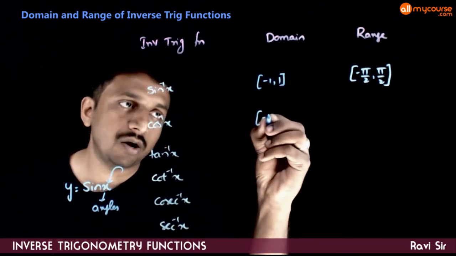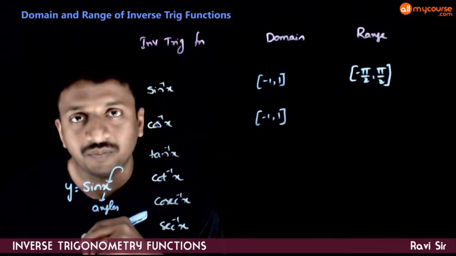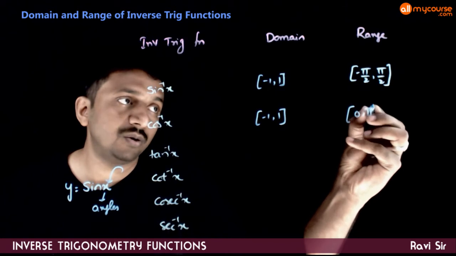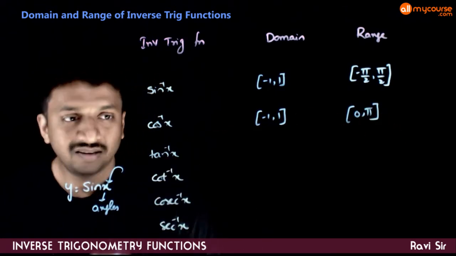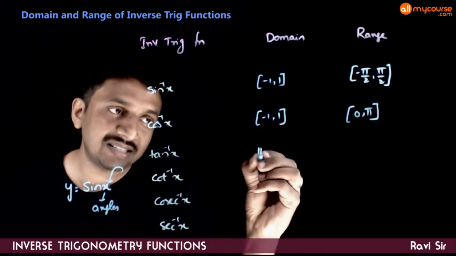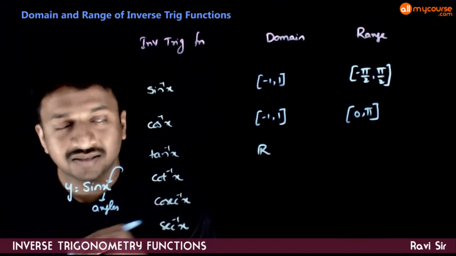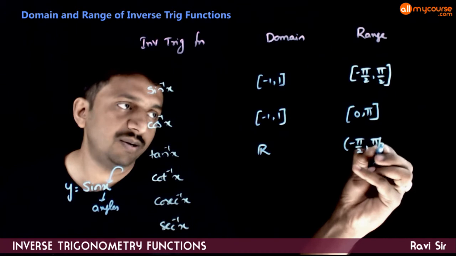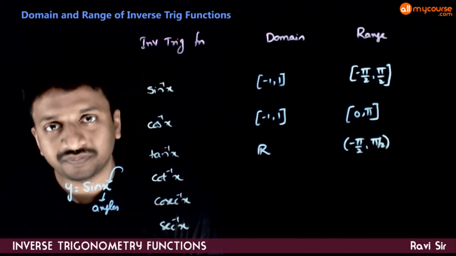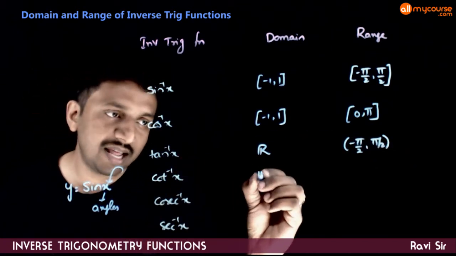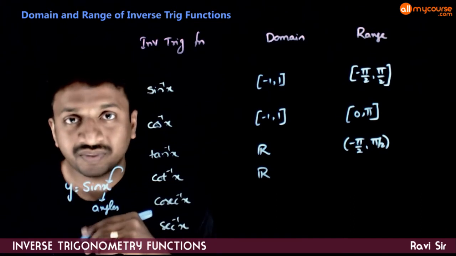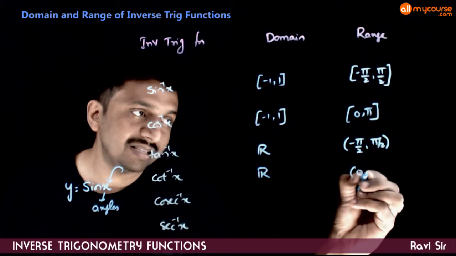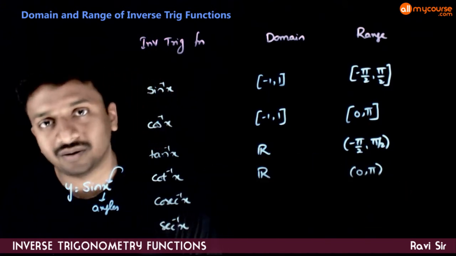Similarly, cos inverse x also takes in numbers between minus 1 and plus 1 and gives out angles between 0 to pi. Tan inverse x takes any number in the real numbers and gives out values from open minus pi by 2 to pi by 2. Cot inverse x takes in any real number and gives out angles between open 0 to pi.